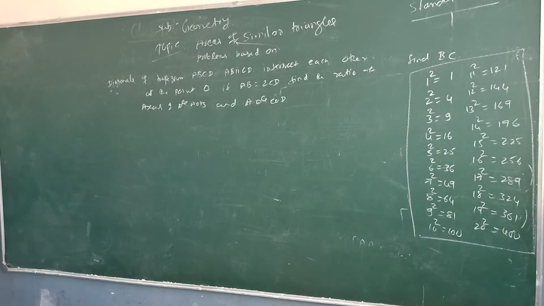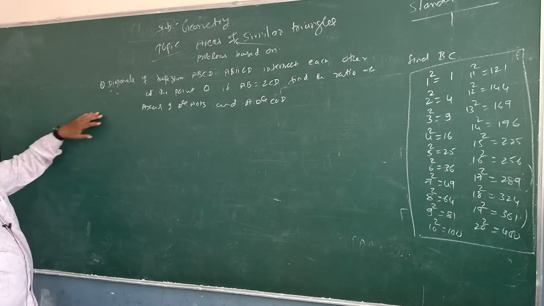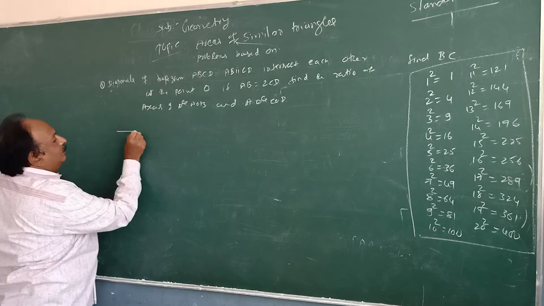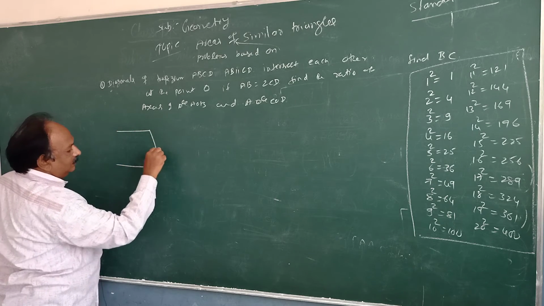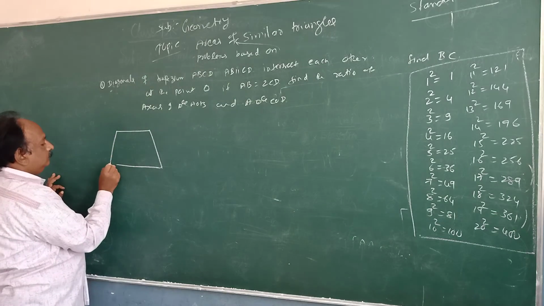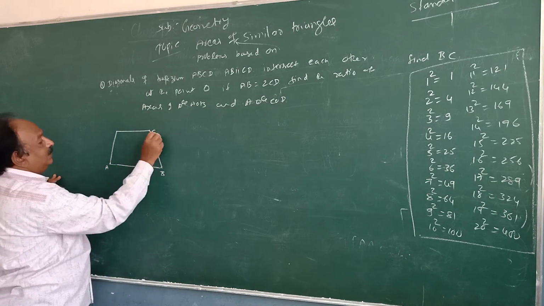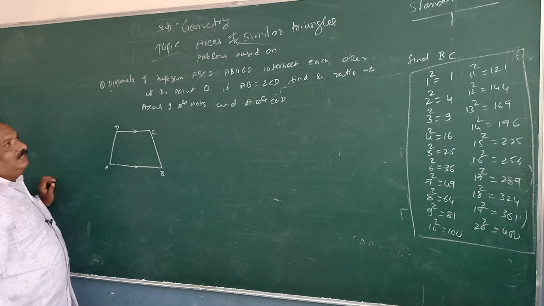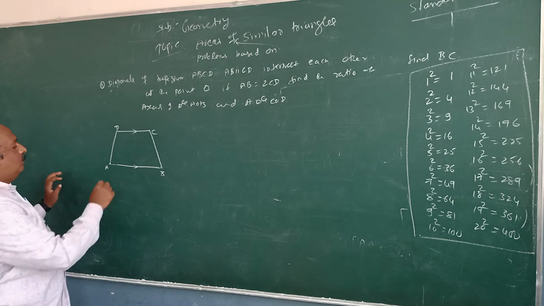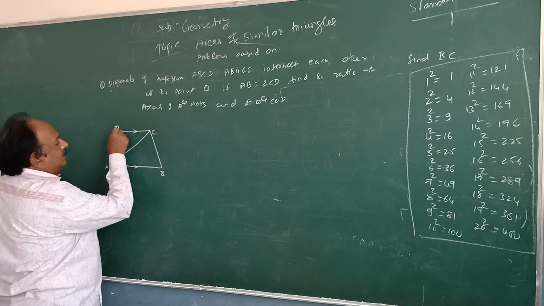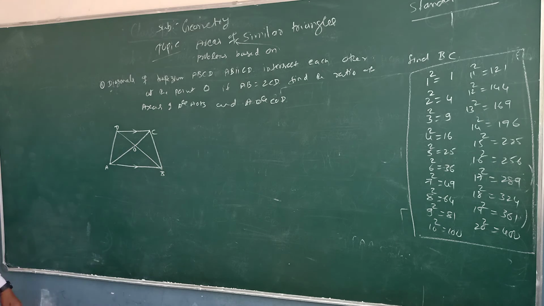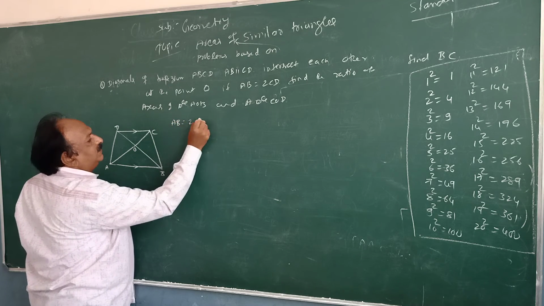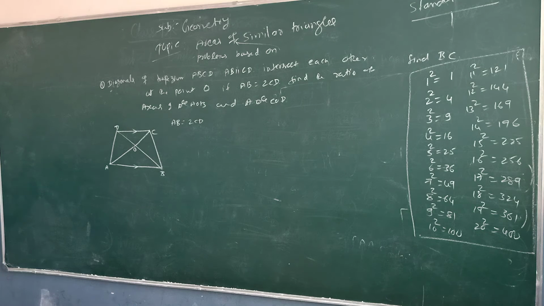My dear students, this question is also very important for your examination points. So write down the trapezium. This is the trapezium. Trapezium ABCD, AB parallel to CD. Diagonals intersect each other at the point O. AB is equal to 2CD. The measure of AB is equal to 2CD. Okay.